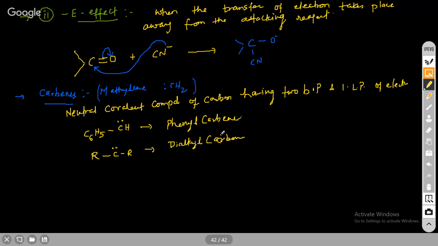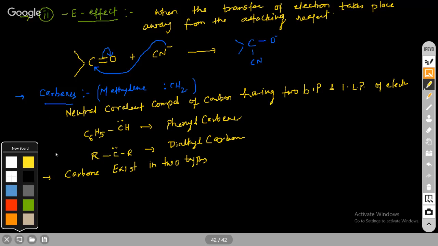Now, this carbene exists in two types. Carbene exists in two types. Two types of carbenes are there. The first one you write down, singlet carbene, or only singlet.